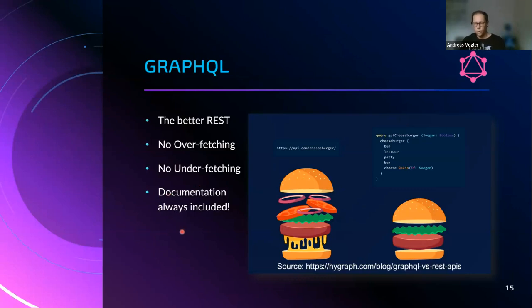And also the documentation is always included. This is really a big benefit, personally, I think, because when you have a REST API, then you typically need some kind of documentation of the REST API. Yeah, if you're happy, then there is some documentation. If you're not, then you have to go into the documentation. And in the GraphQL server, the documentation is always included.